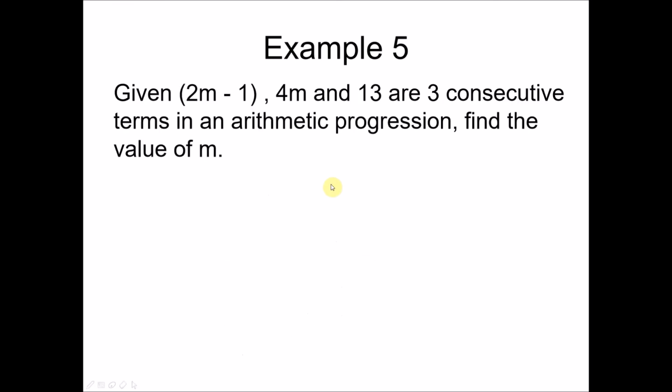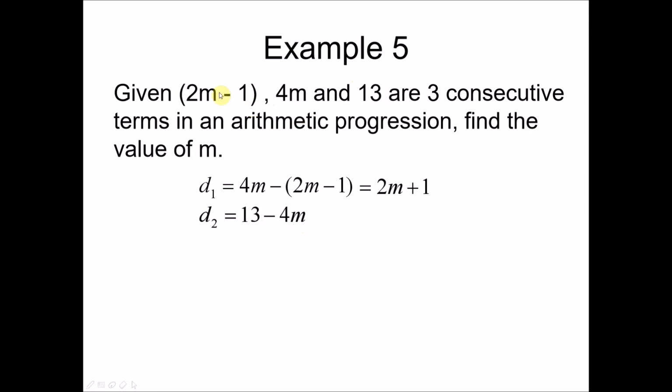Example 5, given these are 3 consecutive terms in an arithmetic progression, find the value of m. These 3 terms can be related by using the common difference. So we find the common difference. The first difference is the second term minus the first term, 4m minus 2m minus 1, which is 2m plus 1. 4m minus 2m is 2m. Negative becomes positive, plus 1. So the first difference is 2m plus 1. The second difference is the third term minus the second term, 13 minus 4m.